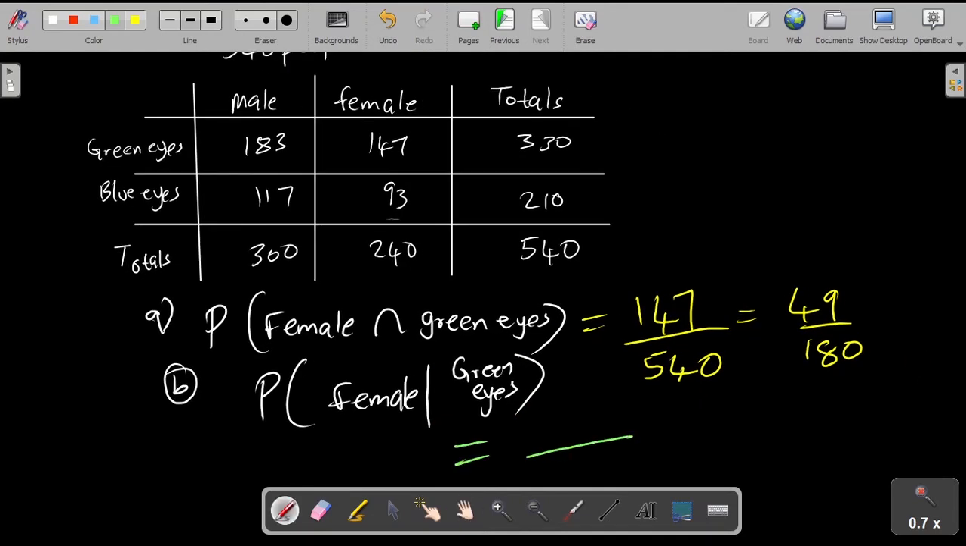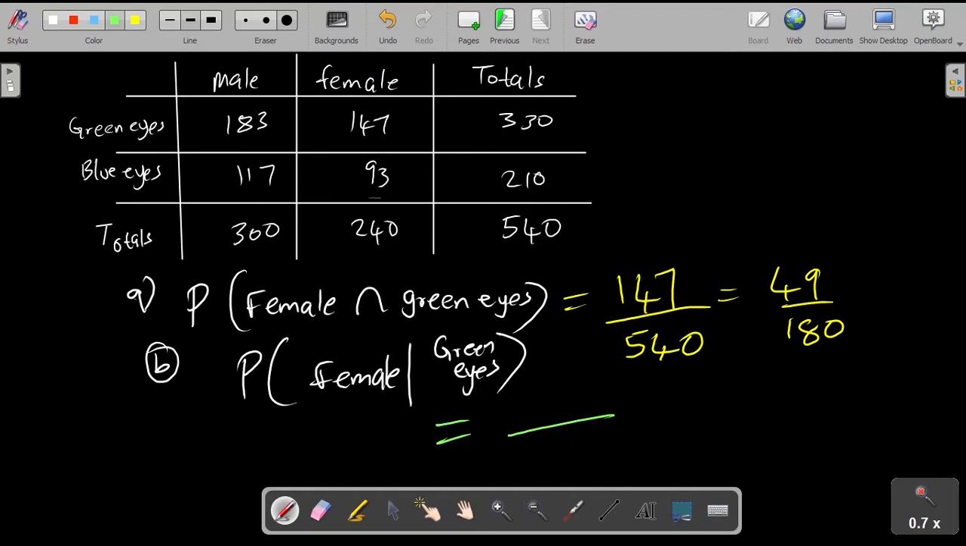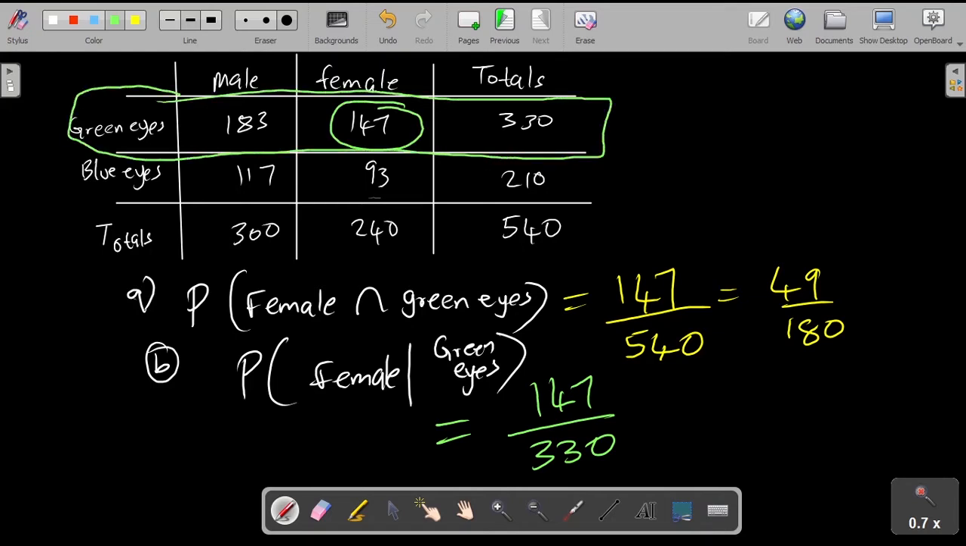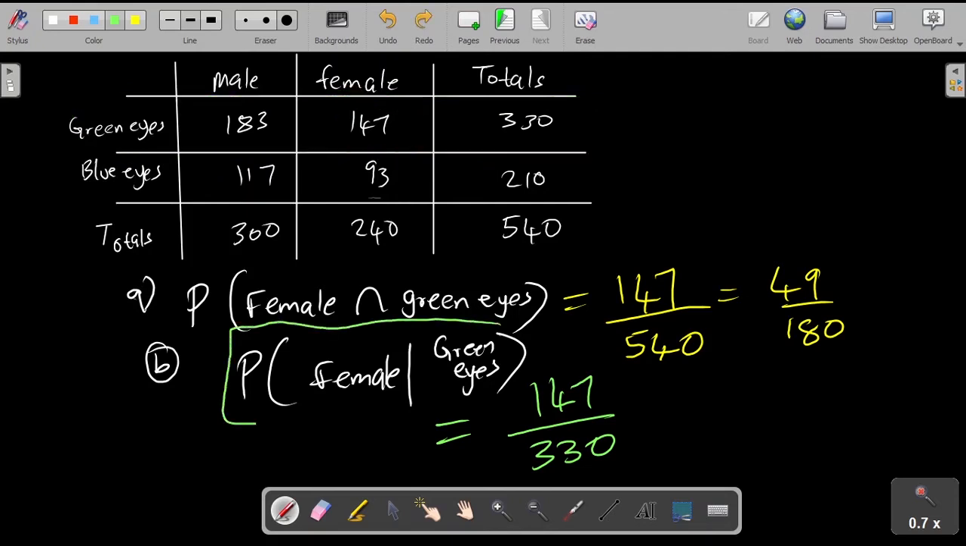Out of the people, here's another way that you can phrase this. Out of the people who have green eyes, how many people are female? The answer to that is 147, which you can take from that. So out of the people who have green eyes, how many people are female? And that is what this means. And that is how you'd answer that. Right? And you can simplify this to 49 over 110.